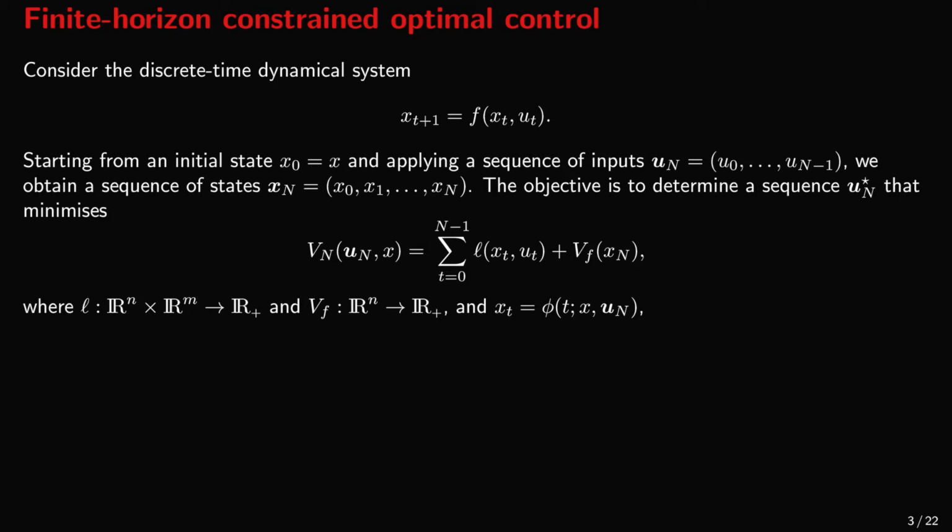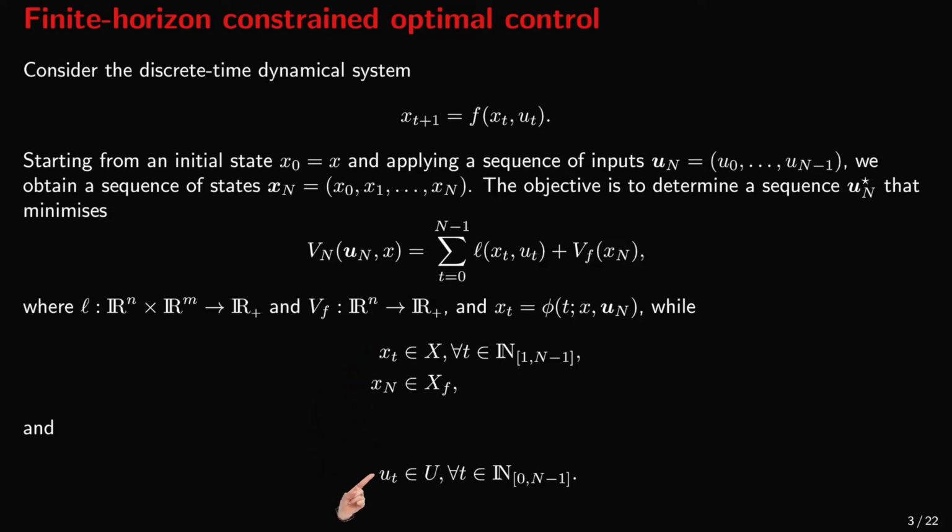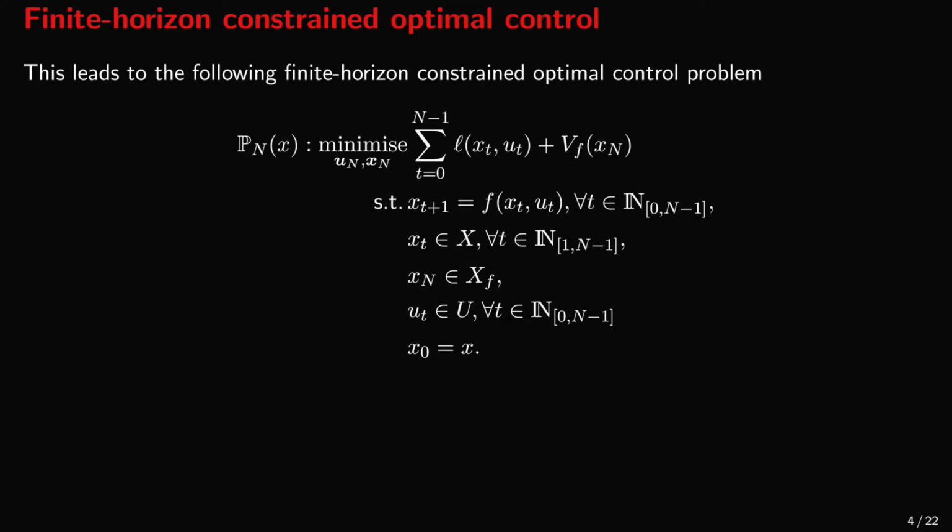The objective is to determine a sequence u boldface n star that minimizes a finite horizon cost function Vn, which is the sum of some stage cost functions plus a terminal cost. The stage and terminal cost functions are assumed to return non-negative values, and xt denotes the state of the system at time t, starting from the initial state x and with the application of the sequence of control actions u boldface n. The minimization of the cost function should be done taking into account certain constraints on the states, the terminal state, and the control actions. Putting it all together, we have this finite horizon constrained optimal control problem.